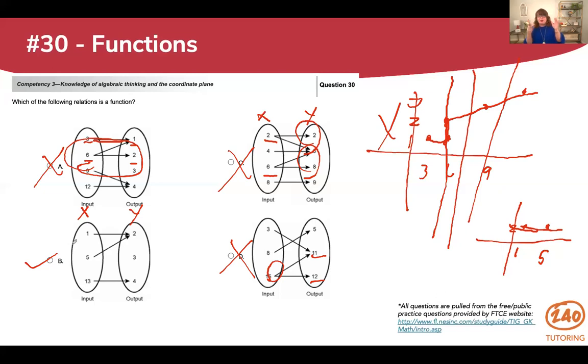So again, you're seeing this trend. Every x has to have one y value. And if you graph that, that will pass the vertical line test.